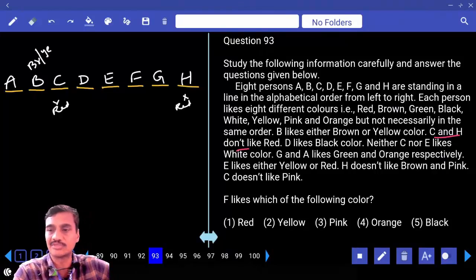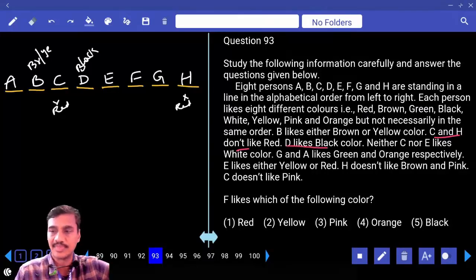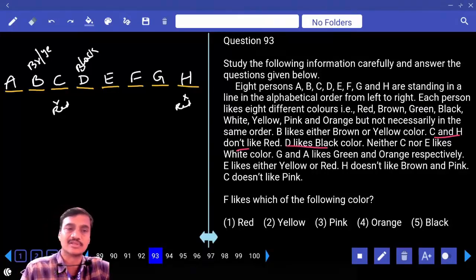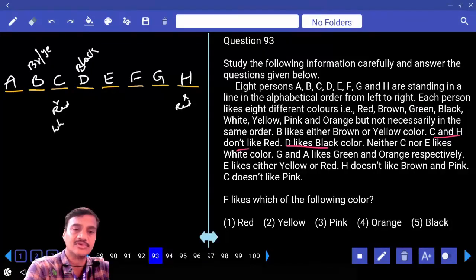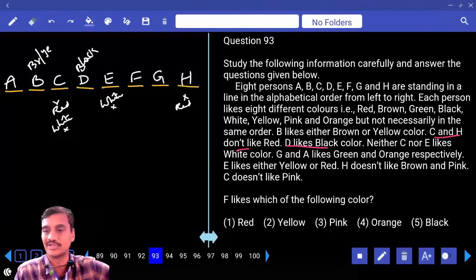And next one, D likes black color. Neither C nor E likes white color. C and E do not like white color. Neither C nor E likes white color.